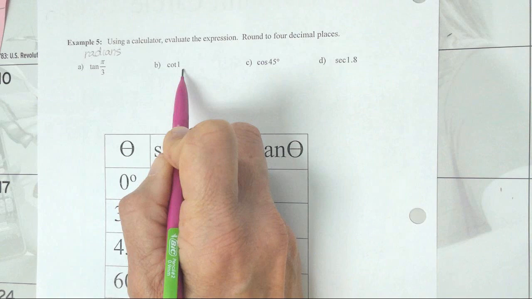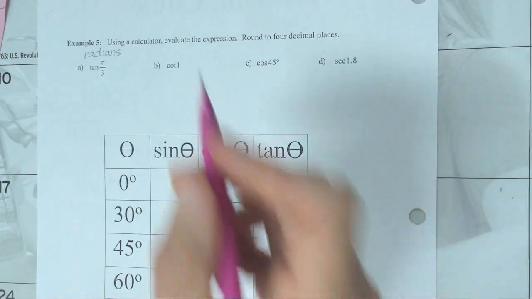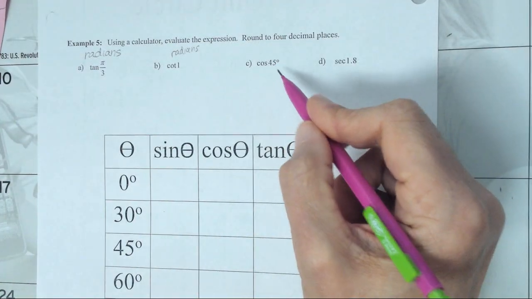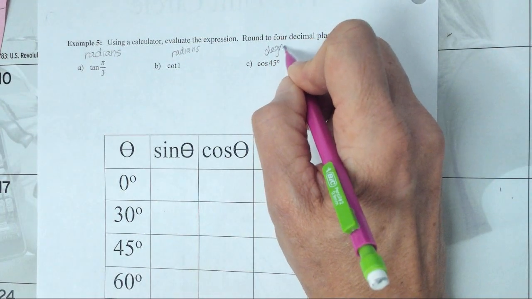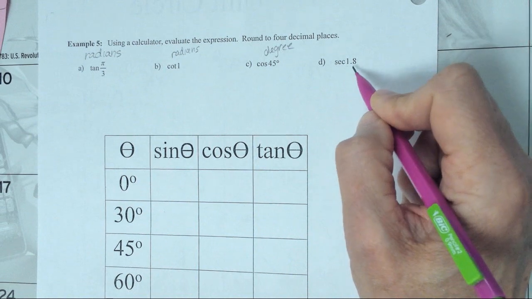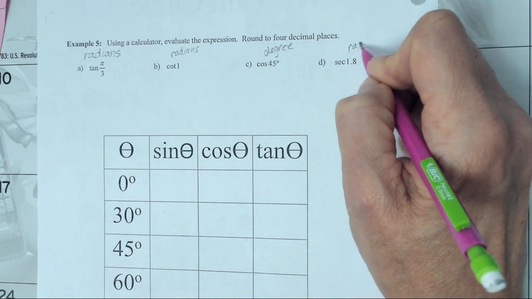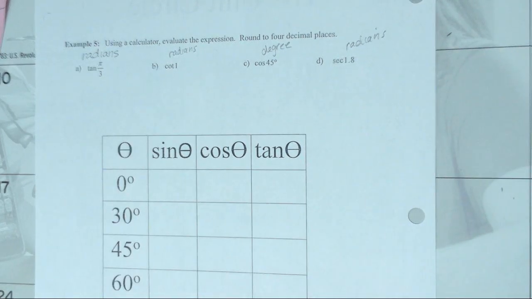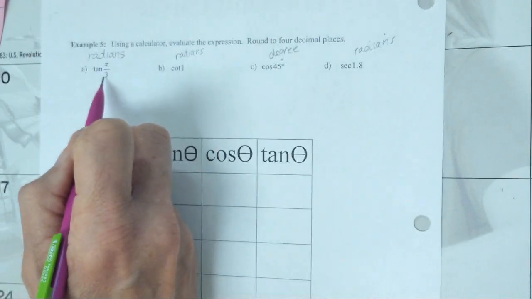Here it says cotangent of 1. Again, remember I said if it doesn't have a degree symbol, we assume that's radians. So this would be in radians. Cosine 45 degrees. Degrees, so I need to switch my mode to degree for that one. And secant of 1.8, again, there is no degree symbol, so we assume this is in radians. When we type these into our calculators, you will just type this exactly how you see that.